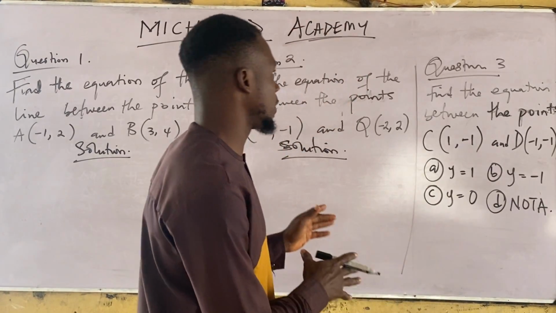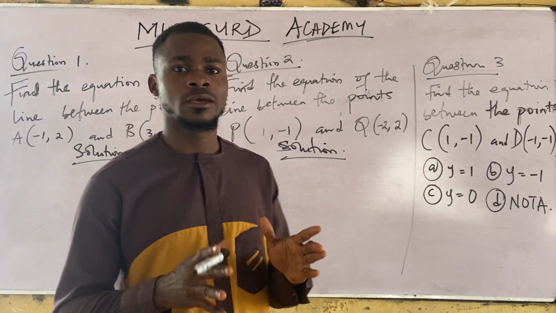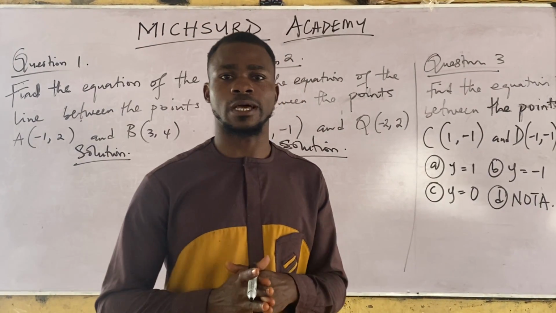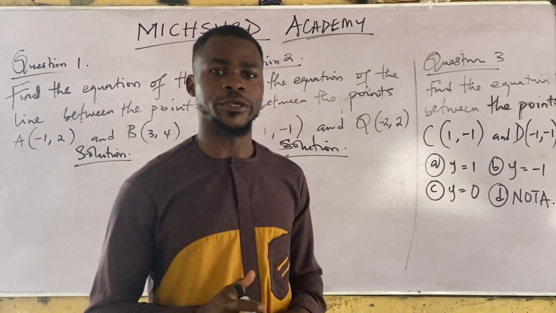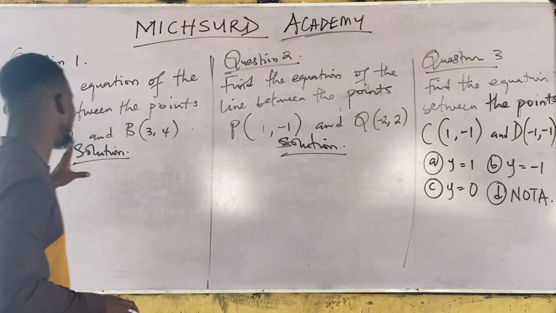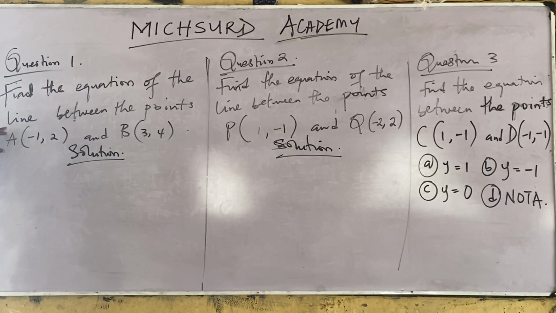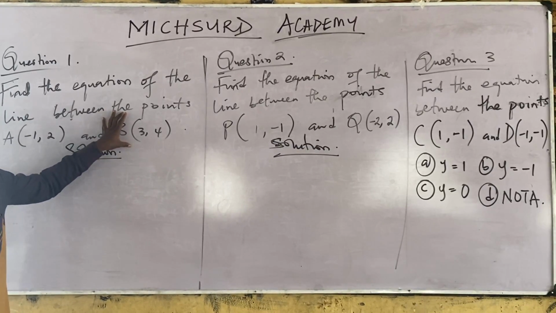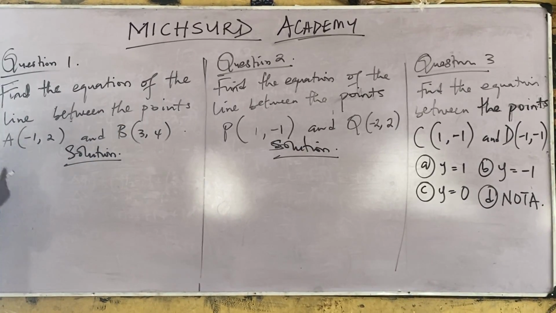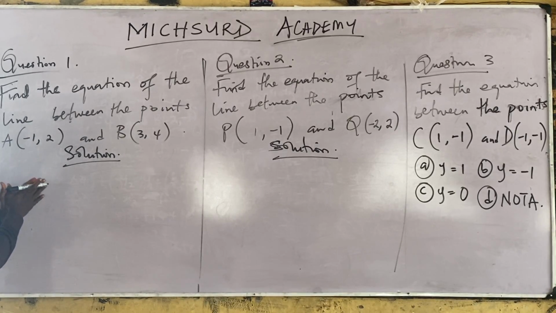So we are going to be looking at 3 questions today on the equation of a straight line when we are given 2 points. So this is the first question: find the equation of the line between the points A and B. Now we are going to get the formula we can use.